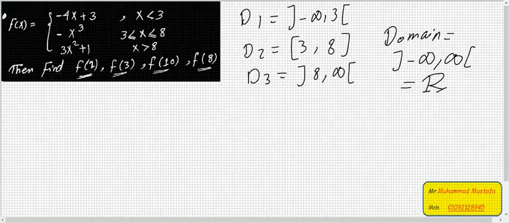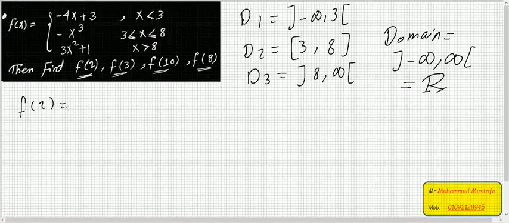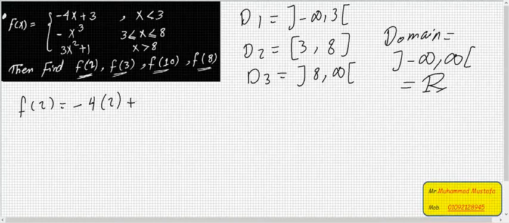Then he asked you to find F2, F3, F10, and F8. F2, find the value of the function at x equals 2. 2 belongs to the first interval because here we have all real numbers except 2. We substitute 2 in the first rule. F2, put x equal to negative 4 times 2 plus 3. Negative 8 plus 3 equals negative 5.